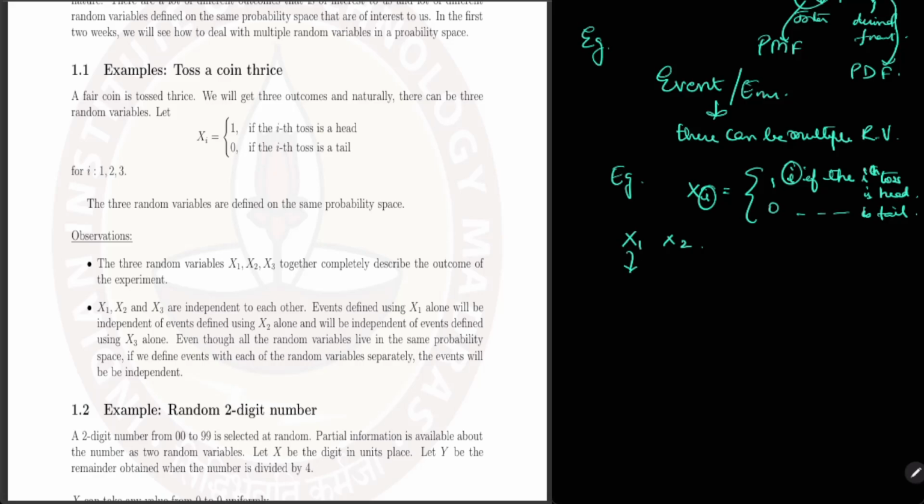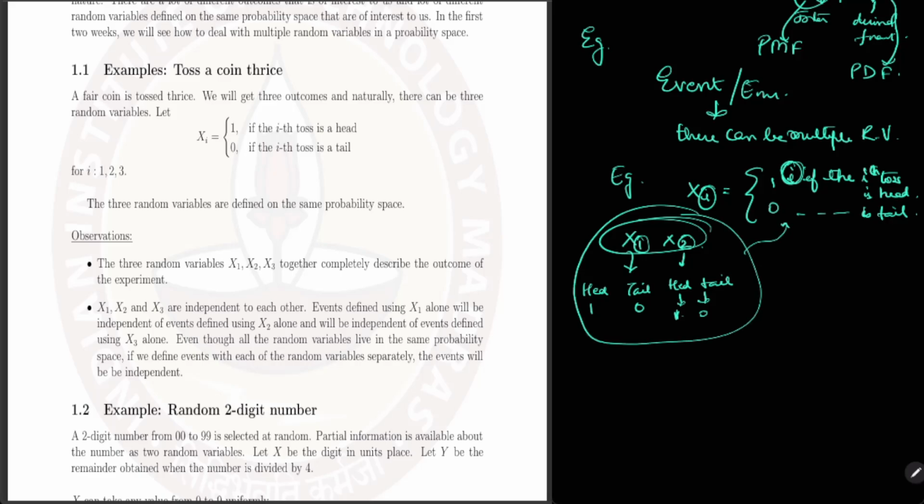If the first toss is a head it will be 1, if a tail this will be 0. Second toss is a head or a tail, this will be 1, this will be 0. What is this? Ith toss, i belongs to 1 and 2. Ith toss is head, then 1. Ith toss is tail, then 0. So there are 2 random variables. Instead of writing this much, they have written it in a very short form.